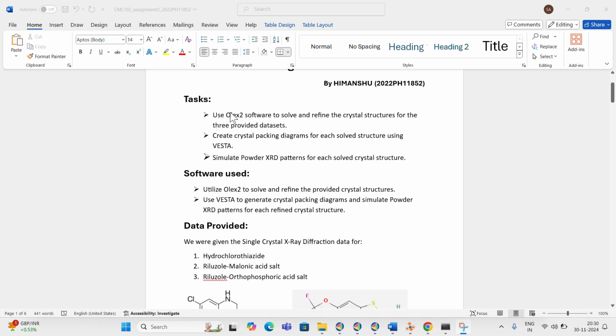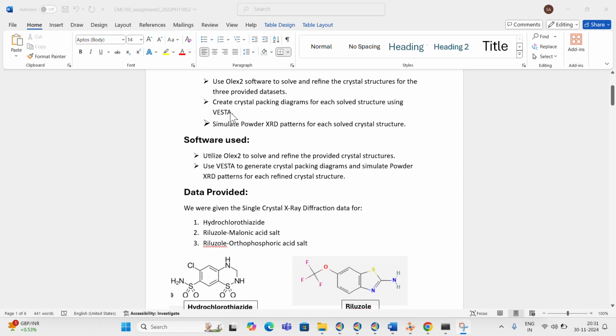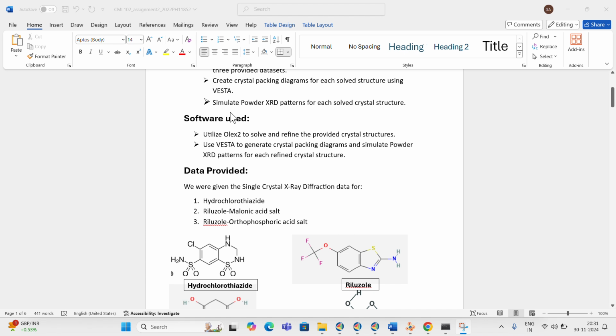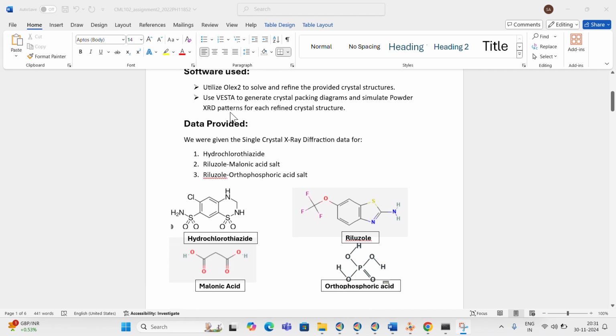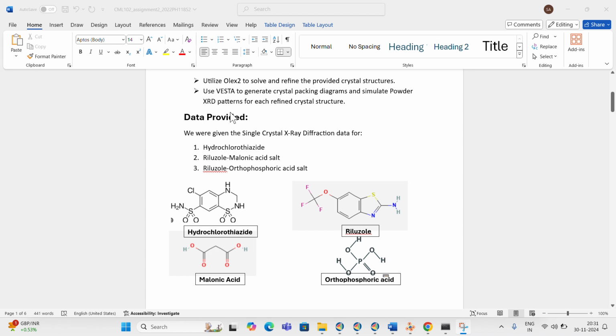For these three tasks, we will use two softwares. First one is OLX2 and second one is Vesta. We use OLX2 to solve and refine provided crystal structure and Vesta to generate crystal packing diagrams and simulate powder XRD patterns. In this, we have data provided of three compounds. First one is hydrochlorothiazide, second is riluzole malonic acid, and third one is for riluzole orthophosphoric acid.